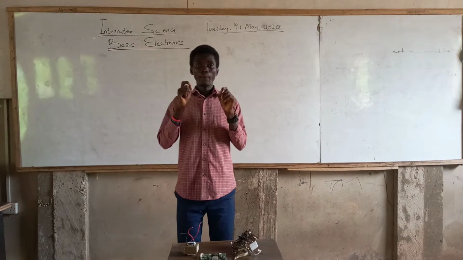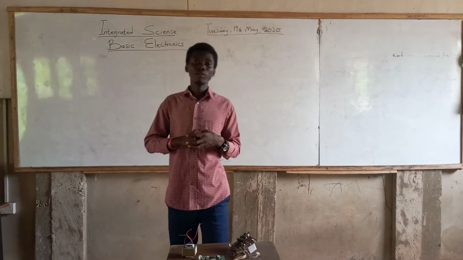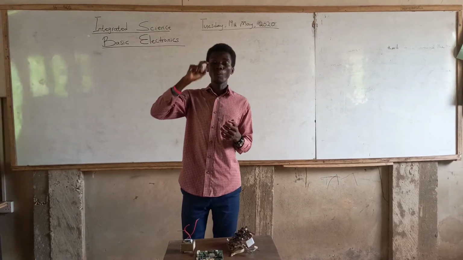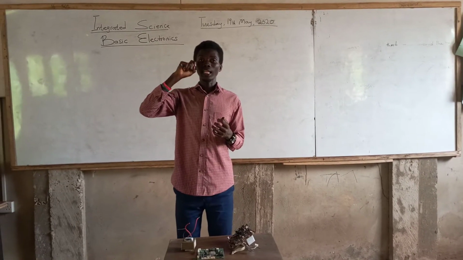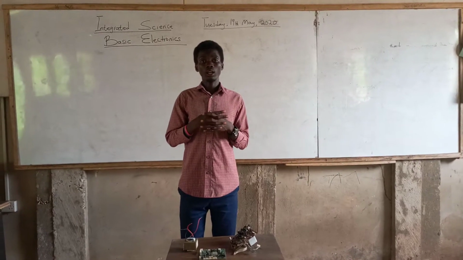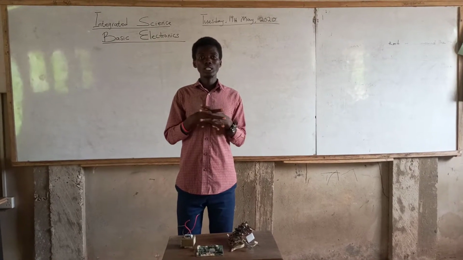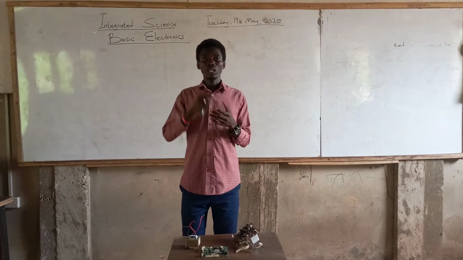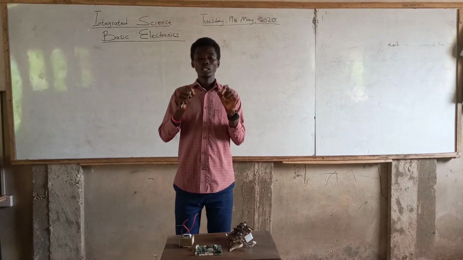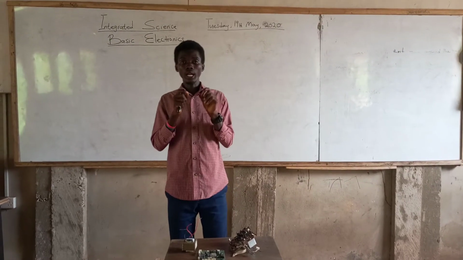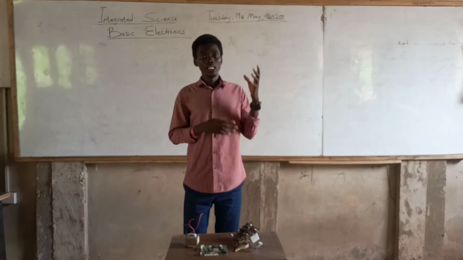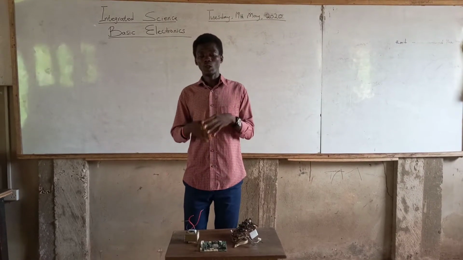Now these electronic appliances or gadgets in our various houses have something in them called electronic components. They carry electrons or charges. So this appliance has small components in them, called electronic components. And these components carry electric charges from one place towards another on the circuit.